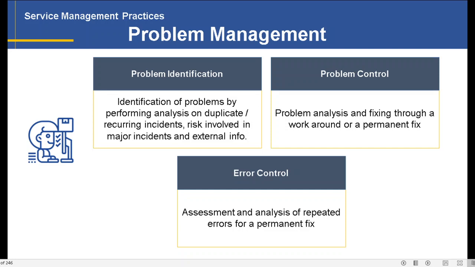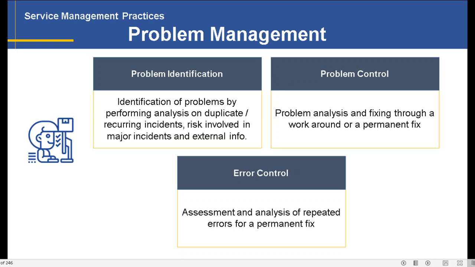Problem identification involves identifying and logging problems, performing trend analysis of incident data, detection of duplicate or recurring incidents, identifying the risks involved in major incident scenarios, and analyzing the information provided by suppliers, developers, partners, etc.